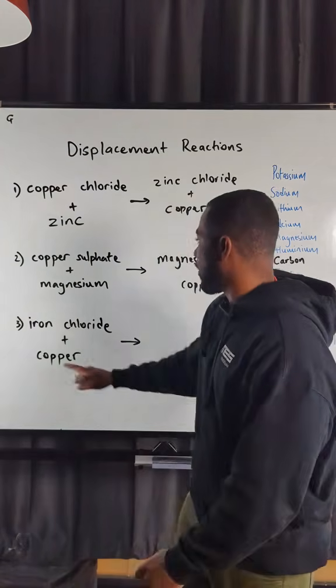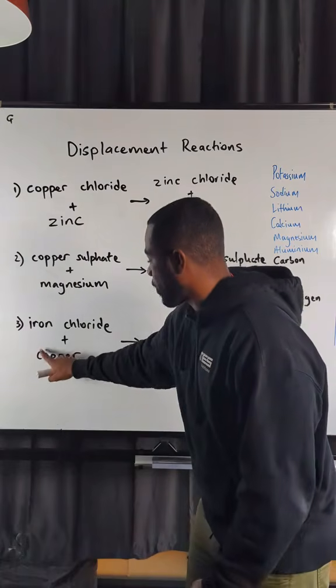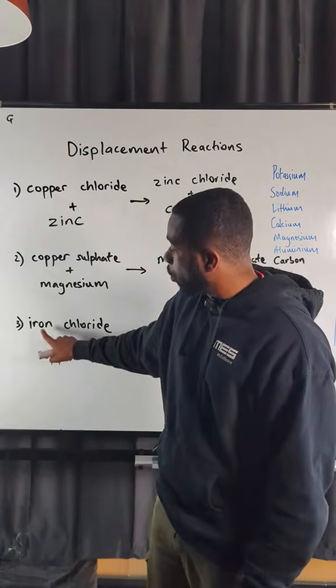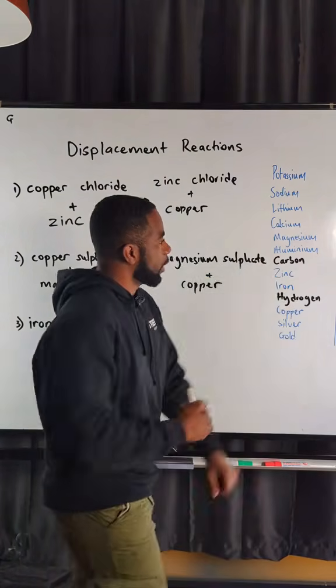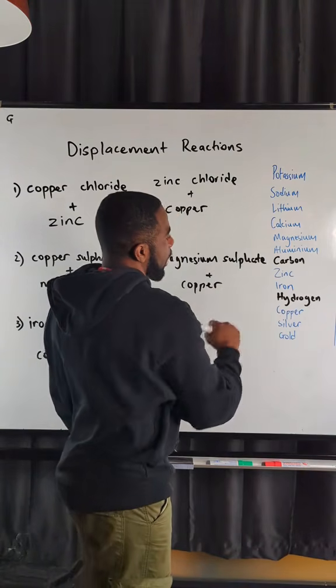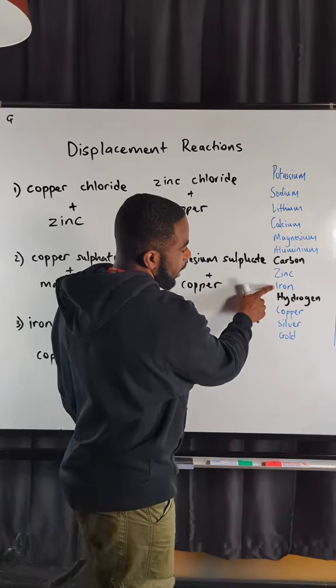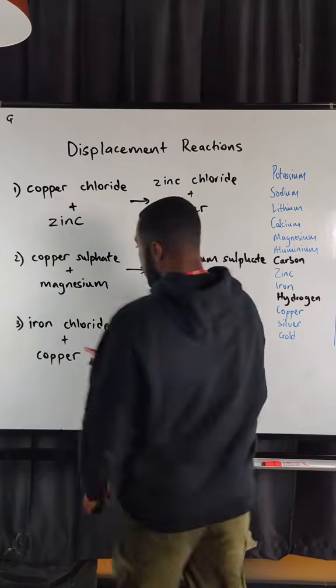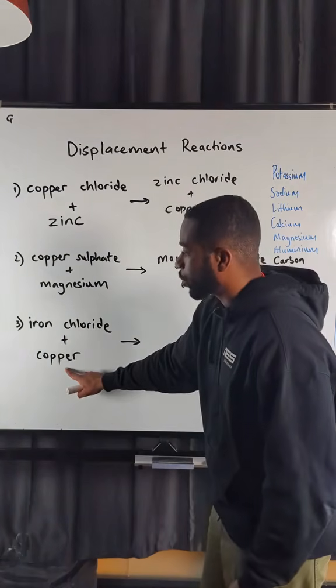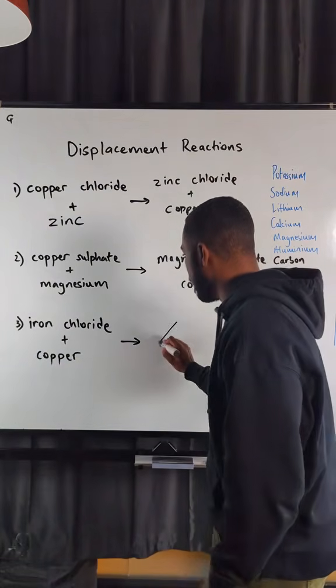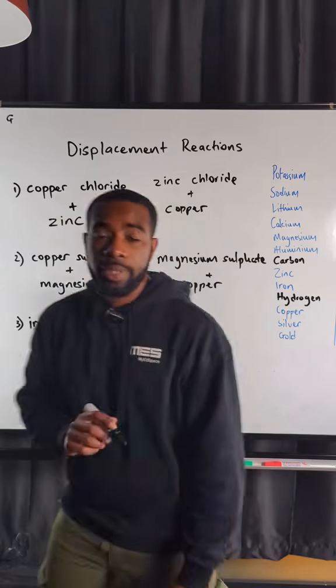Last example, we have iron chloride plus copper. So we're checking copper to see if copper is more reactive than iron. Have a look. You have copper down here and you have iron over here. So you can see iron is actually more reactive than copper. So for this last one, copper is not reactive enough to take the place of iron here. So you have no reaction happening whatsoever.